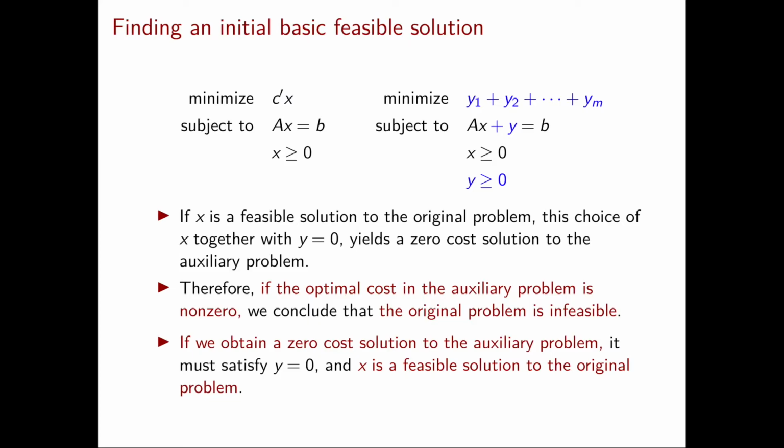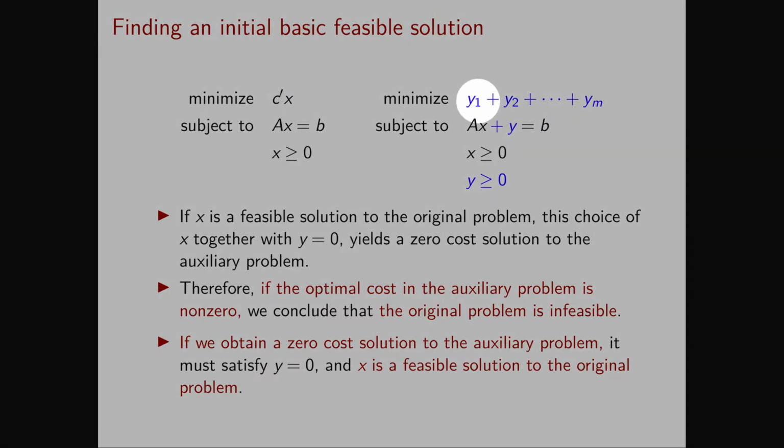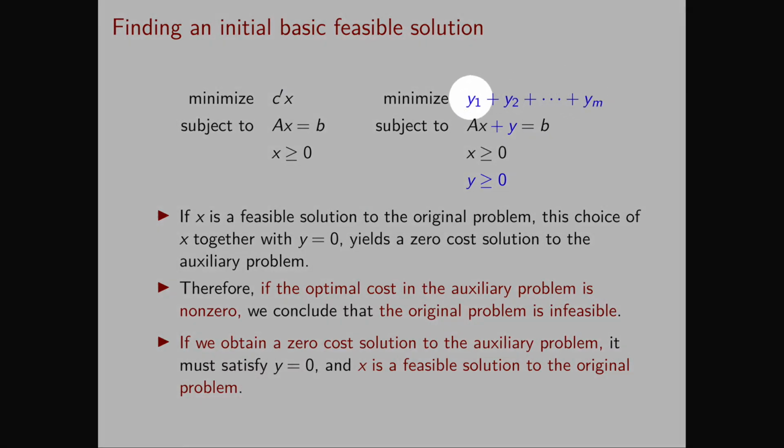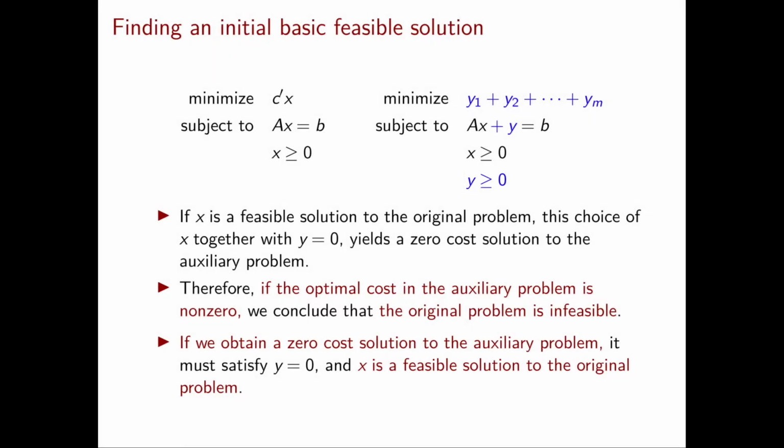Now the contrapositive of this statement is that if the auxiliary problem doesn't have a zero-cost solution, then there is no feasible solution to the original problem. If we now look at the auxiliary problem, it is clear that the cost of every feasible solution is greater than or equal to 0. This is because the objective is the sum of the y's and they are all non-negative. Therefore, the auxiliary problem has a zero-cost solution if and only if its optimal cost is zero.